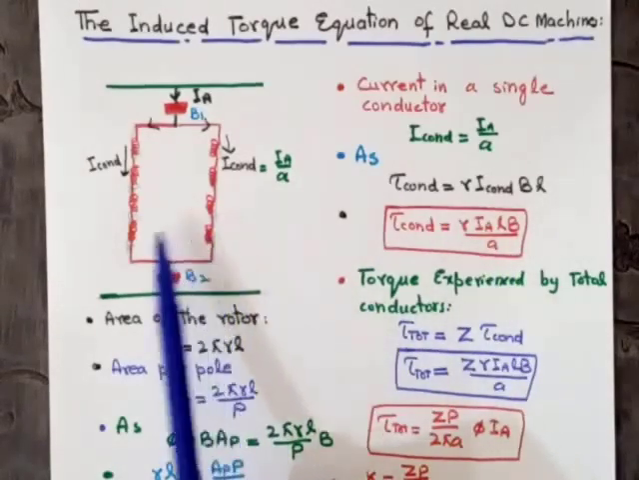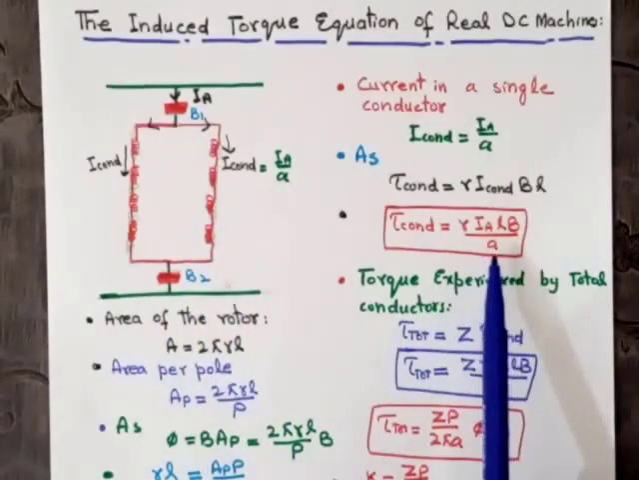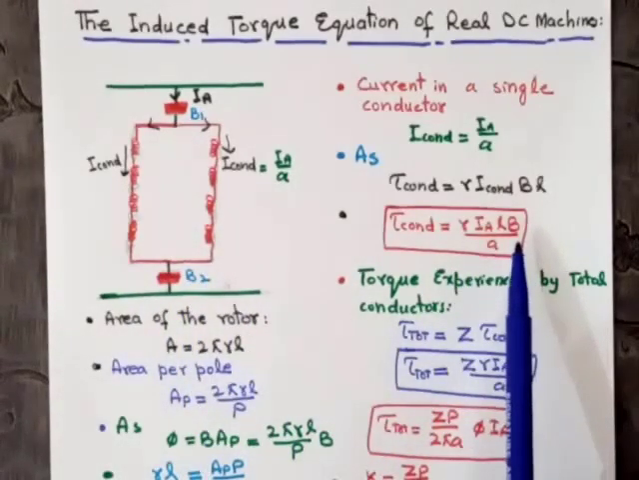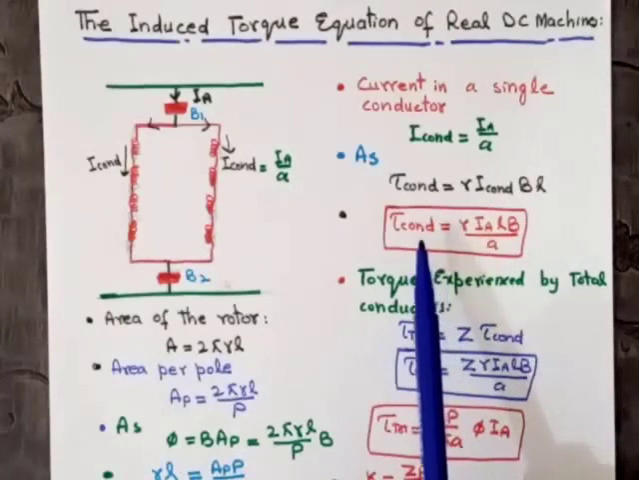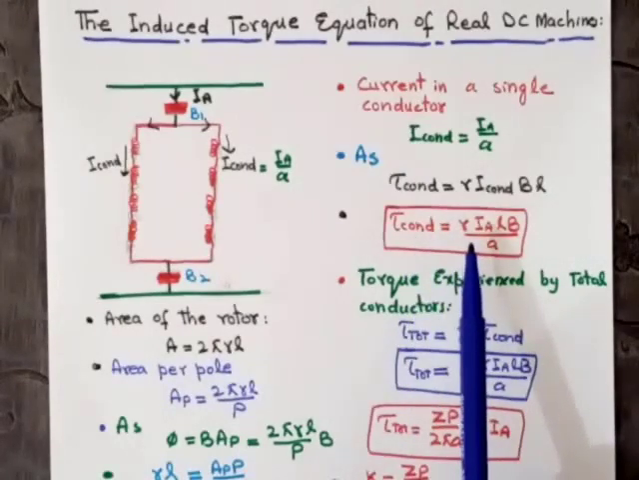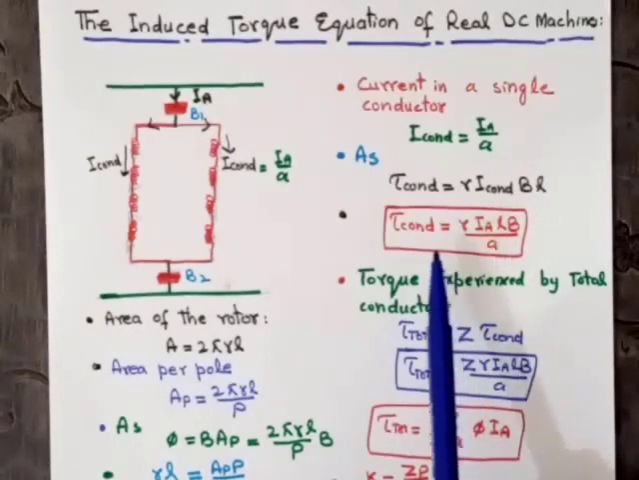As you can see in this diagram, there are two parallel paths. The number of parallel paths will depend on the type of winding. By dividing by the number of parallel paths, we can find the torque across the single conductor. This equation is the torque induced equation across the single conductor.